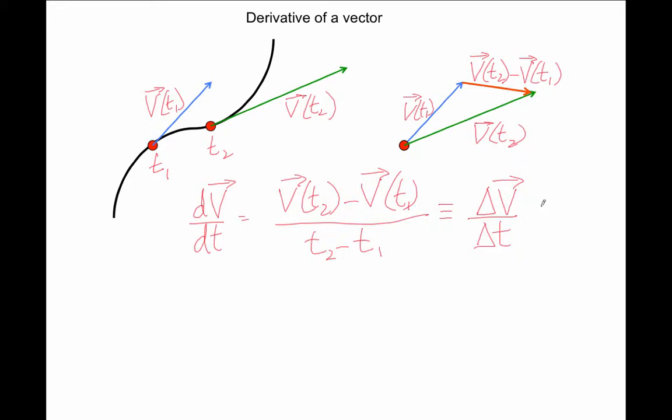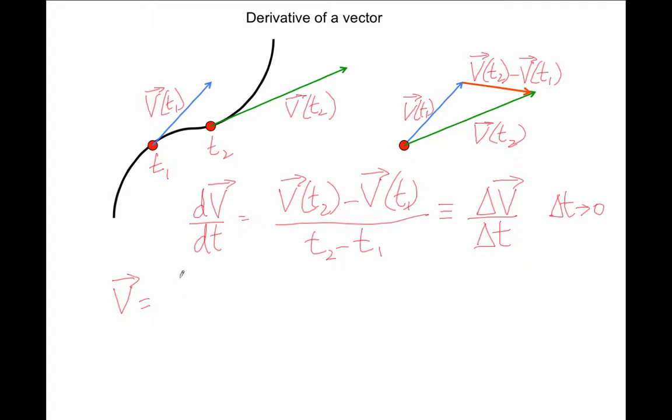And this dv by dt becomes delta v by delta t as delta t becomes smaller and smaller. So in other words, if we look at one time and then another time which is very, very close to that, then we will get the derivative of v with respect to time. We could have used basis vectors, of course, in 2 dimensions or 3 dimensions.